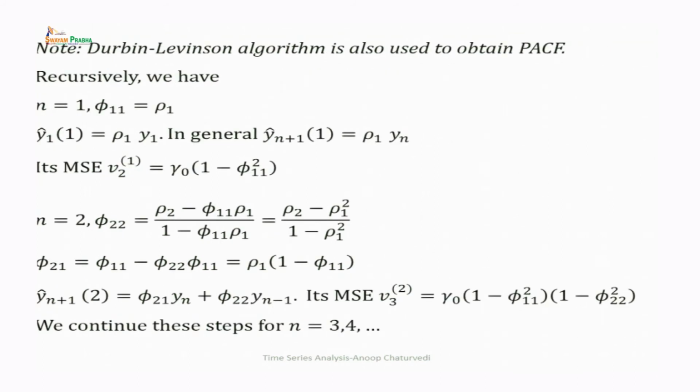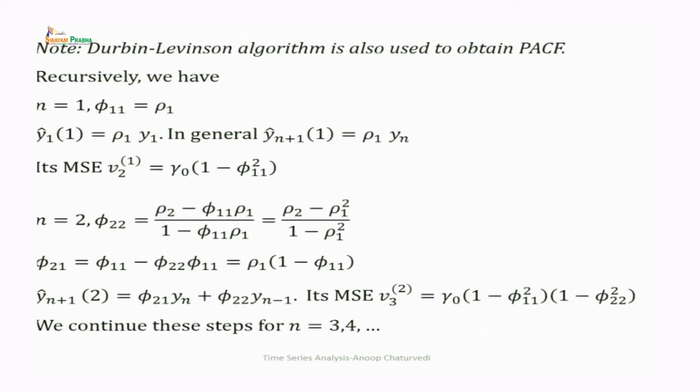Actually, we have already used this Durbin-Levinson algorithm for obtaining the PACF. There also we used the same algorithm. So, using the Durbin-Levinson algorithm, you can obtain the partial autocorrelation function recursively. Same algorithm we are using here also.